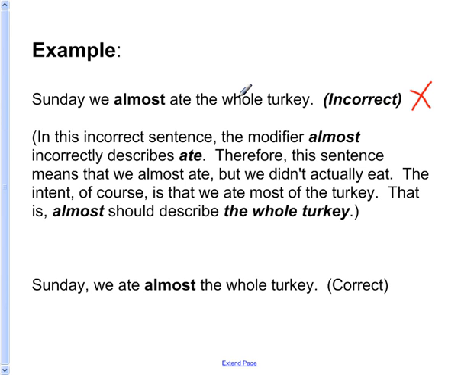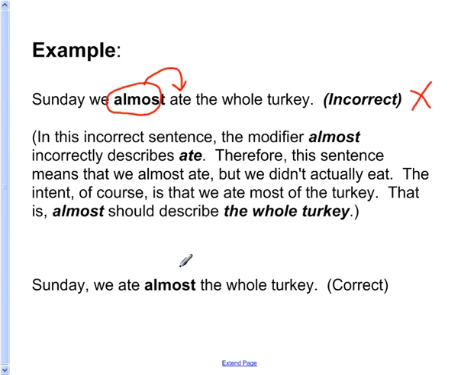Here, in this sentence, it sounds like on Sunday, we planned on eating a turkey, but we didn't eat it. We almost ate it, but we didn't. The reason it means that is that the modifier almost here is describing the word that comes right before, which is ate. So we almost ate. We didn't actually eat. We came close, though. That's probably not what was intended by the writer. What was intended by the writer is that, yes, we did eat, and we ate a lot of turkey. In fact, we almost ate the whole thing.